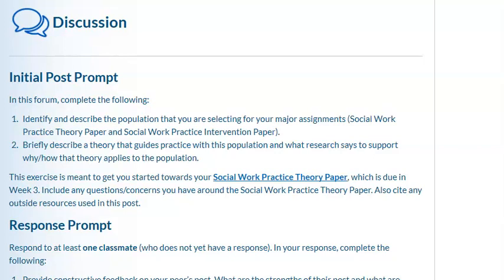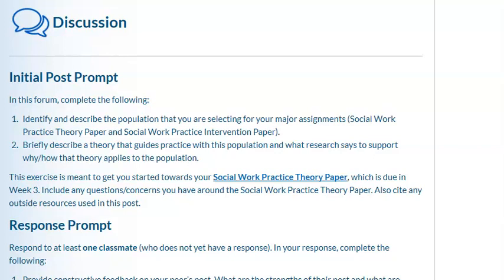And then briefly describe a theory that guides practice with this population and what research says to support why and how that theory applies to the population. So not all theories have been studied well enough to know how they work on all populations. So this requires you to do some research.